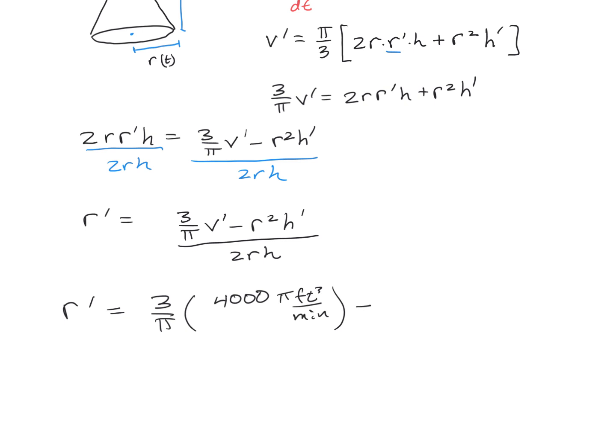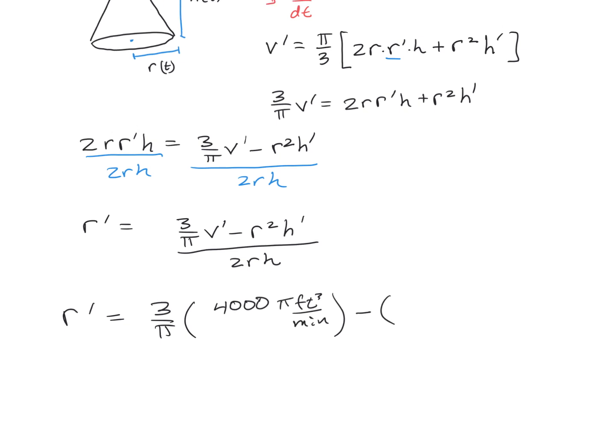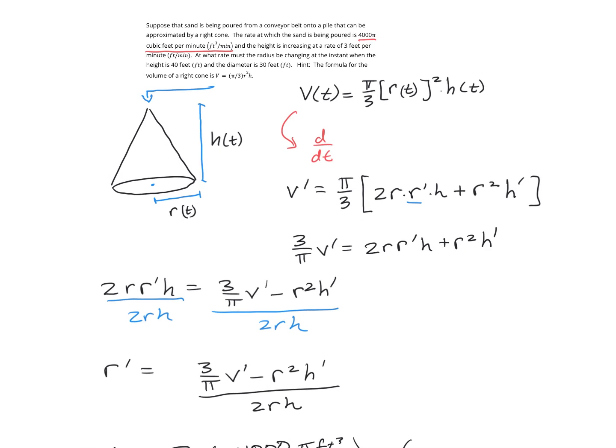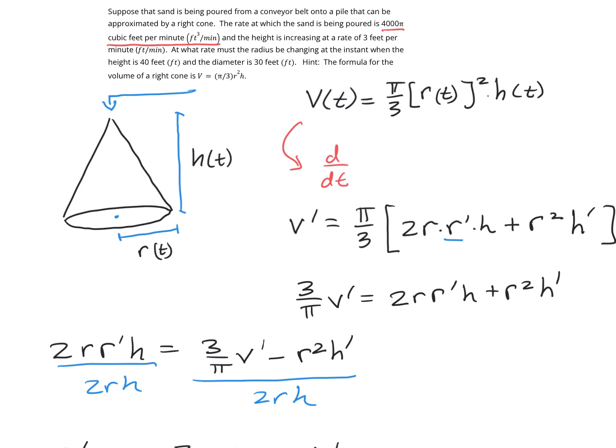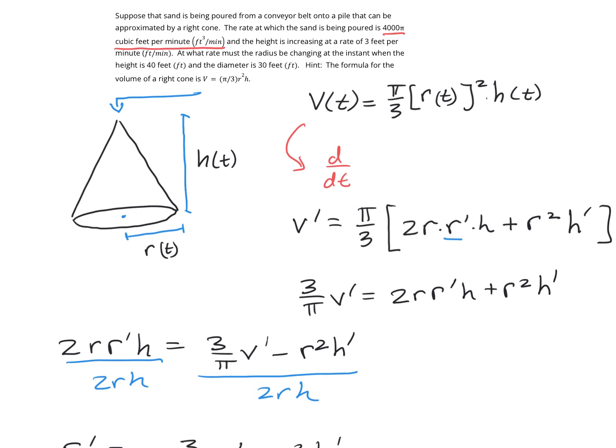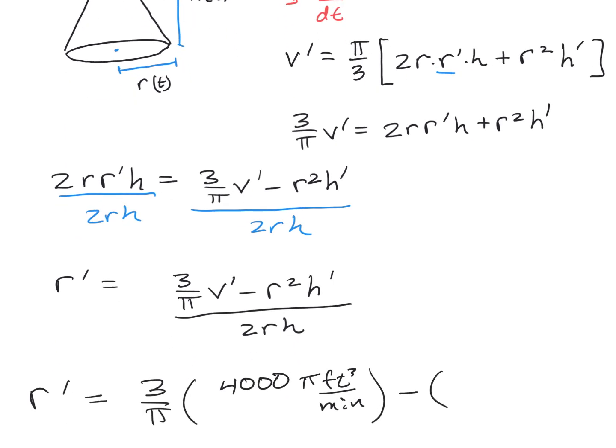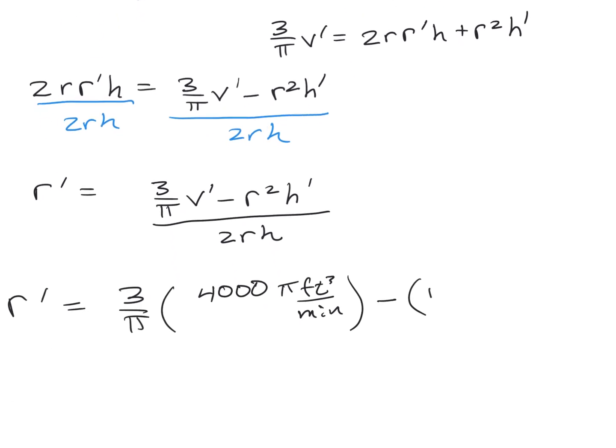And now we have to subtract away the radius squared times h prime. The radius in the problem wasn't explicitly given. The radius was given to us in code by telling us that the diameter is 30 feet. So if the diameter is 30 feet, our radius must be half of that, which is 15 feet. So I'm going to substitute in 15 feet in place of my radius.